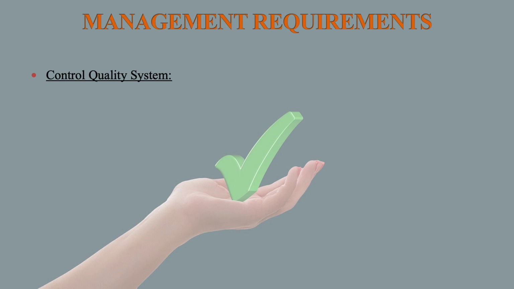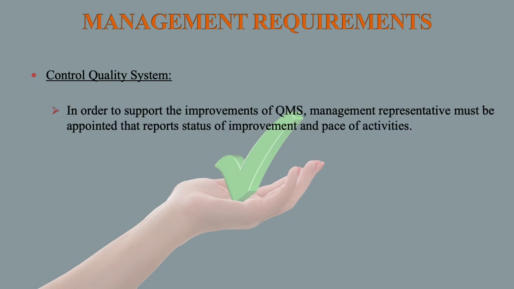Control quality system. In order to support the improvement of the quality management system, a management representative must be appointed to report the status of improvement and phase of activities. Top management should appoint a representative so that he can give the status of quality management system implementation in any process. Then only can top management know the status and how the employees are understanding our quality management system. That feedback you can get through the management representative.